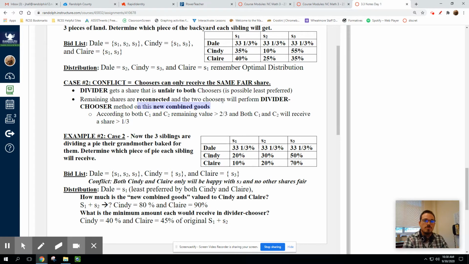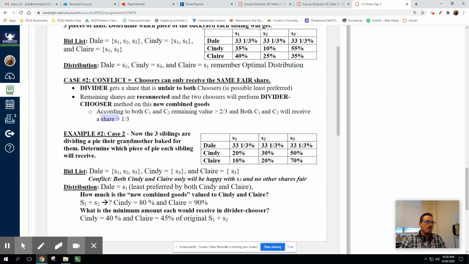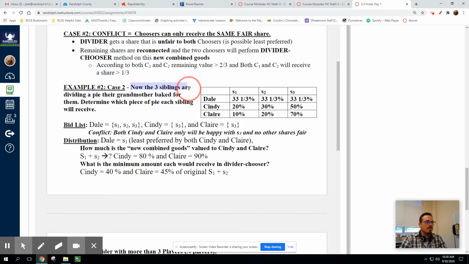And then the two choosers now have to do what we learned in our last method, which is the divider chooser method. So according to both chooser 1 and chooser 2, remaining value is greater than 2/3, and both chooser 1 and chooser 2 will receive a share that is greater than 1/3 in their opinion. So now we've got another case.